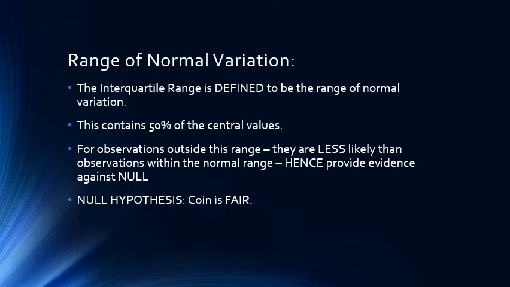For anything which is outside this normal variation, the chances of this will be less than half, while the chances of being up to this value will be more than half. So those are in some sense evidence against the hypothesis that the coin is fair. By the way, it is standard terminology to say that the null hypothesis is the hypothesis that the coin is fair, and it is this hypothesis that we are trying to test.